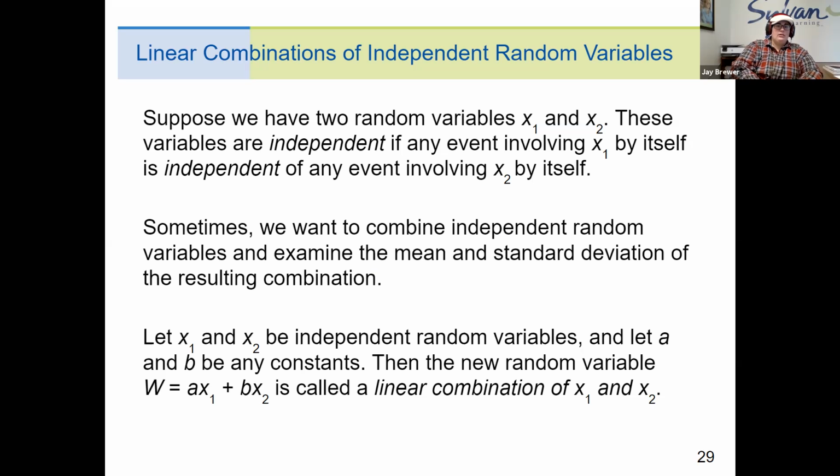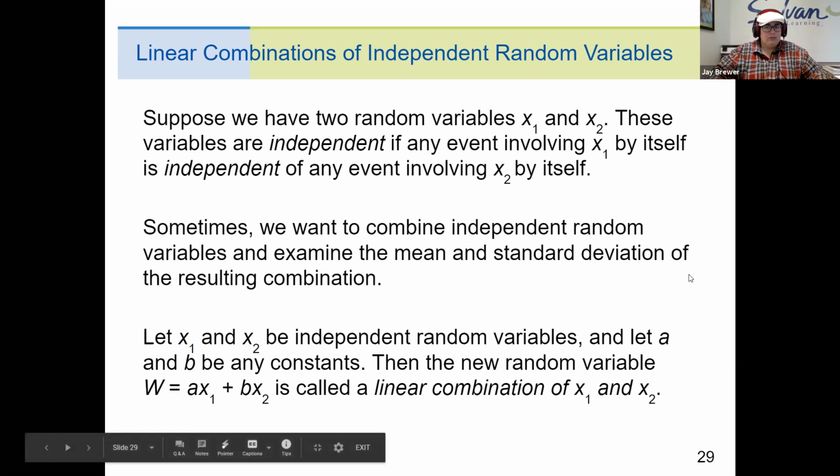These variables are independent if any event involving x sub 1 by itself is independent of the following event x sub 2 by itself. Sometimes we want to combine independent random variables and examine the mean and standard deviation of the resulting combination. Let x sub 1 and x sub 2 be independent random variables and let a and b be any constants. Then the new random variable w equals a x sub 1 plus b x sub 2 is called a linear combination of x sub 1 and x sub 2.